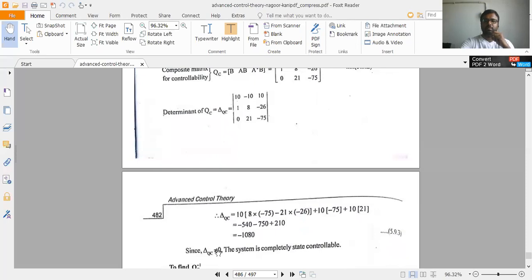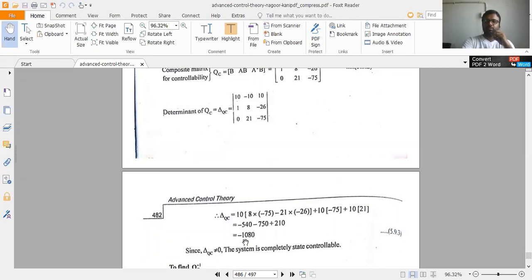Okay, so this is the value of the determinant, and it is equal to minus 1080. That means it is not equal to 0. Then we can say this particular system is completely controllable.